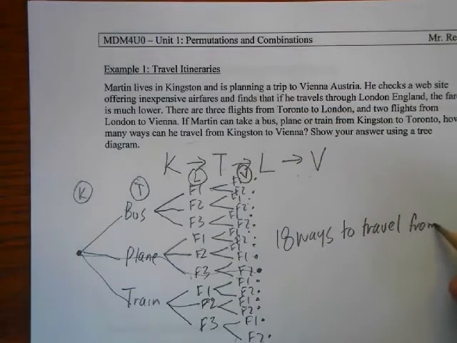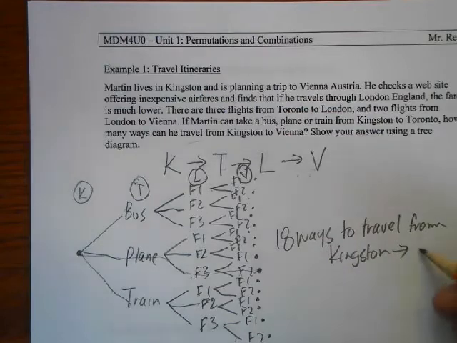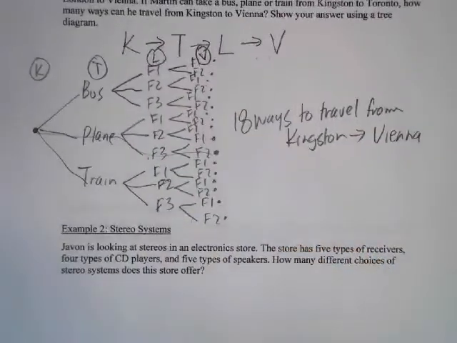from Kingston to Vienna. Okay, so that's using the tree diagram.